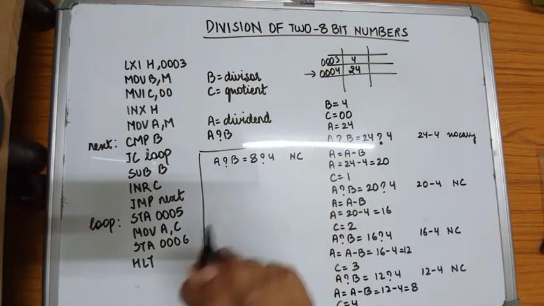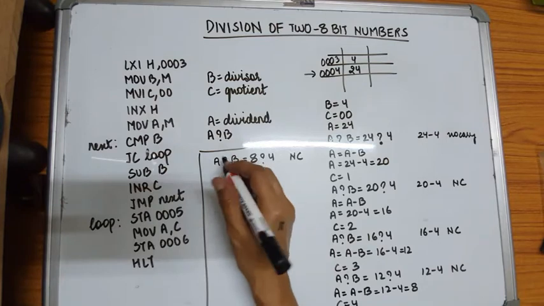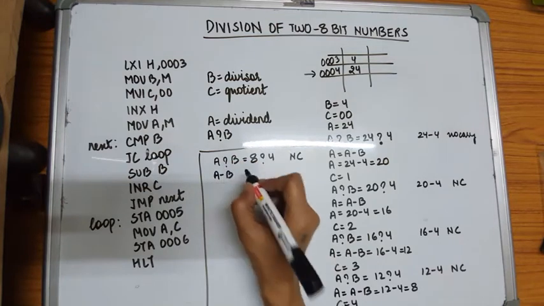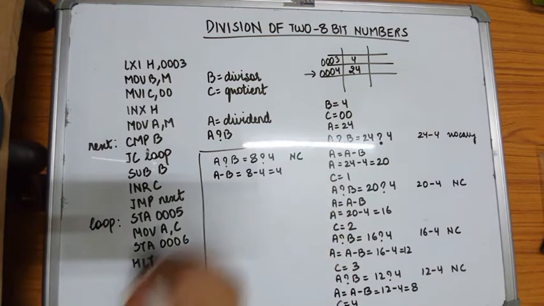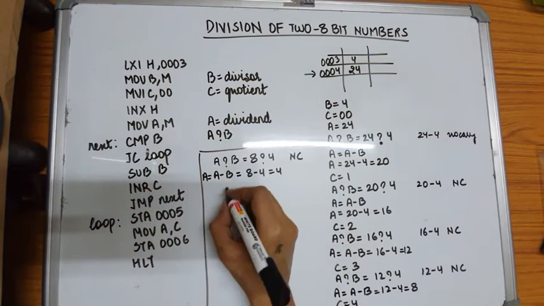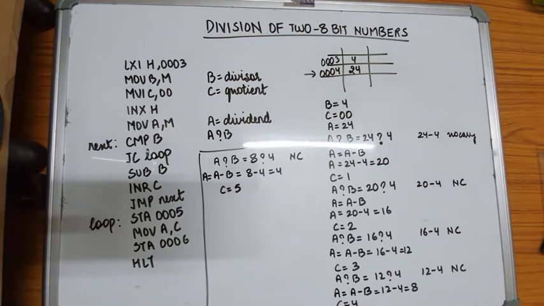No carry is generated again. No carry is generated, SUB B. So what do I do? A minus B equals 8 minus 4. What do I get in A? I get a 4 in A. After that, INR C equals 5. C was 4. Now C has become 5.